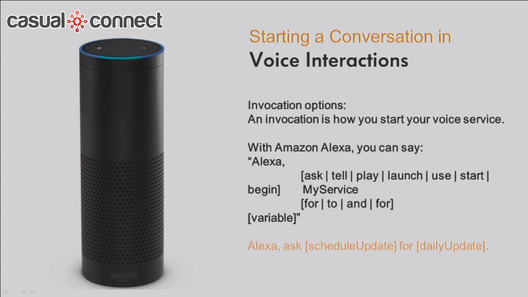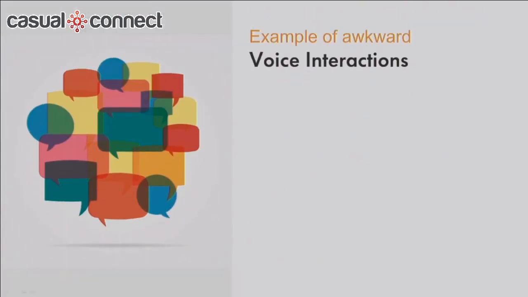Now, people are unpredictable, and somebody's going to say, Alexa, start schedule update. You don't have your variable. What do you do? Do you panic? Do you close? No. You recognize, hey, thank you for starting the service. I was expecting you to pass me a variable. You didn't give me one, so I'm going to prompt you for that missing variable. And that's going to be another interaction, but it's not awkward because it becomes part of the conversation.